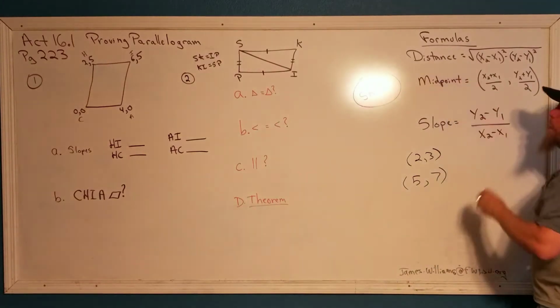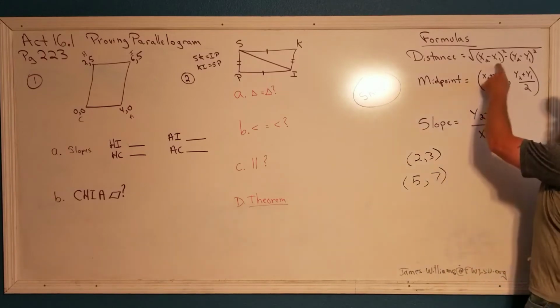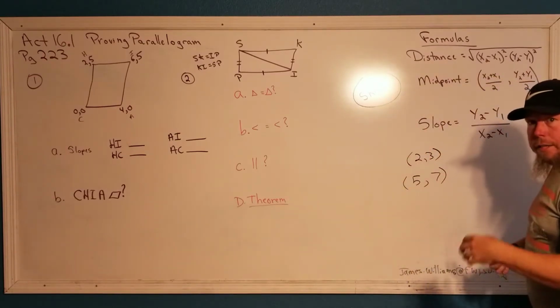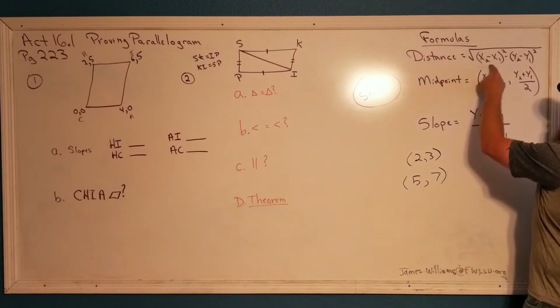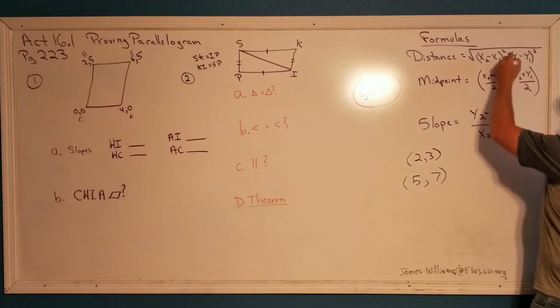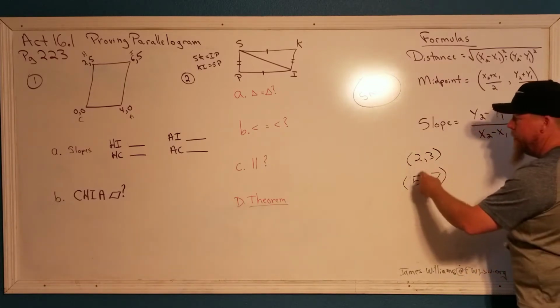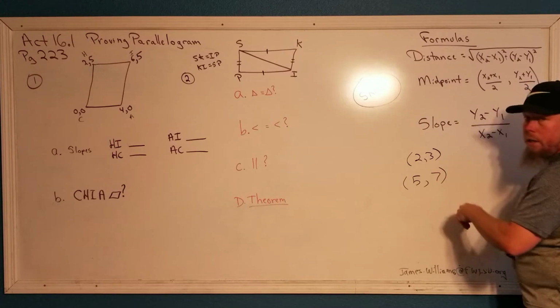When I see the distance formula, I'm thinking Pythagorean theorem. a squared plus b squared equals c squared, but we don't care about c squared, we want c by itself, so you take the square root. So a squared plus b squared, and then we take the square root of that. Well, what is a and what is b? a is the difference in the x's. b is the difference in the y's.